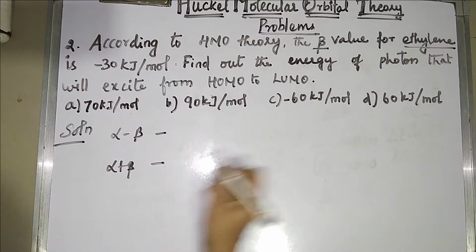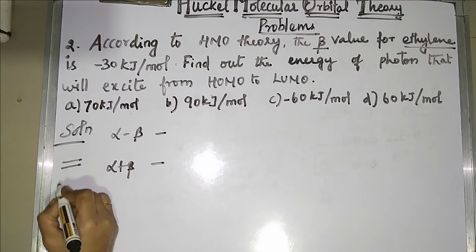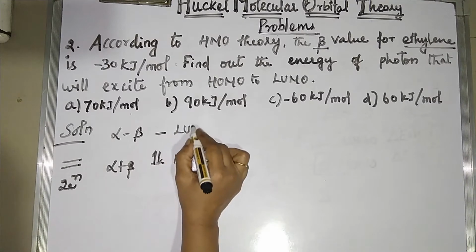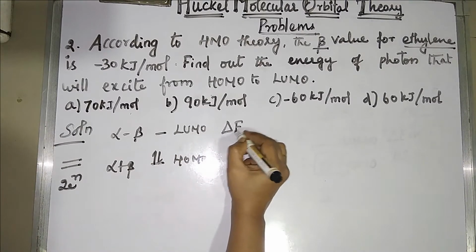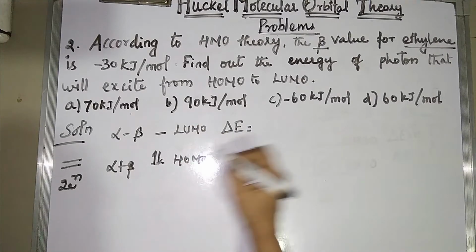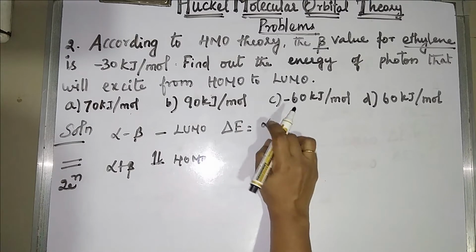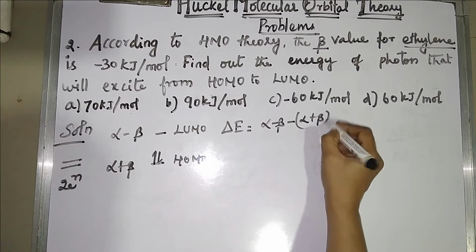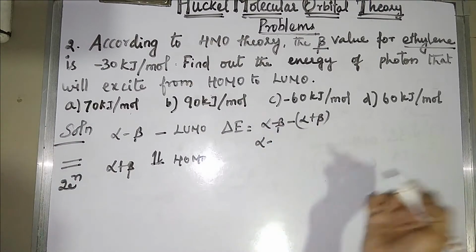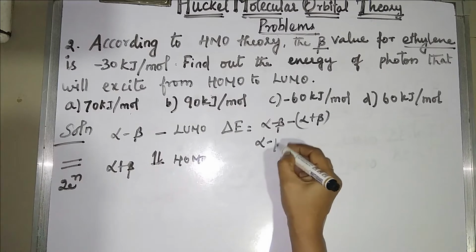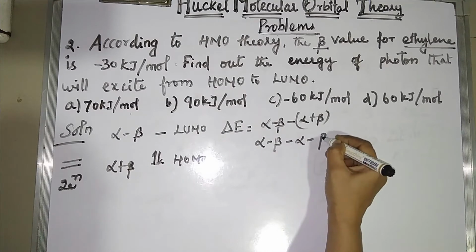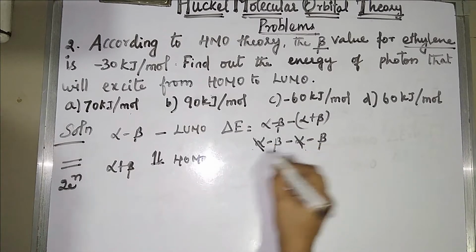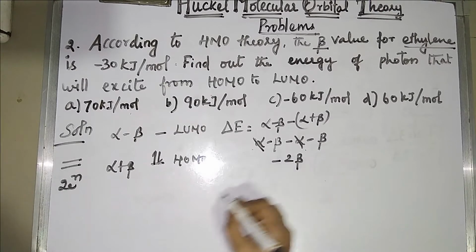So they are asking HOMO and LUMO. How many electrons are there in ethylene? 2 electrons are there. So this will be HOMO, the highest occupied, and this will be LUMO. The energy difference we need to find. Here, LUMO minus HOMO: alpha minus beta minus alpha plus beta. So the alpha gets cancelled, plus and minus get cancelled. So these two give minus 2 beta. This is the value for this one.